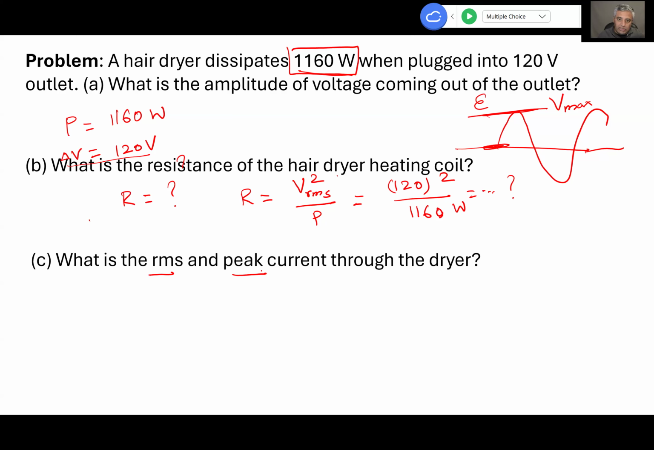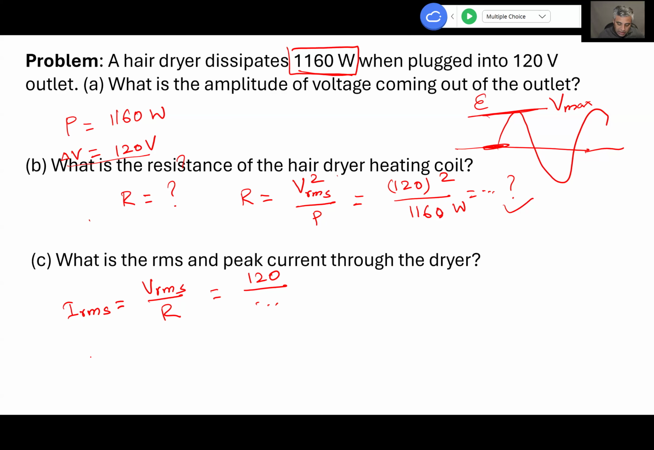So our formula, the usual formula that works with the DC as well, that is for RMS. So we can calculate RMS like V_RMS over R. So once we do that, it's going to be 120 divided by whatever number you got there. Okay.